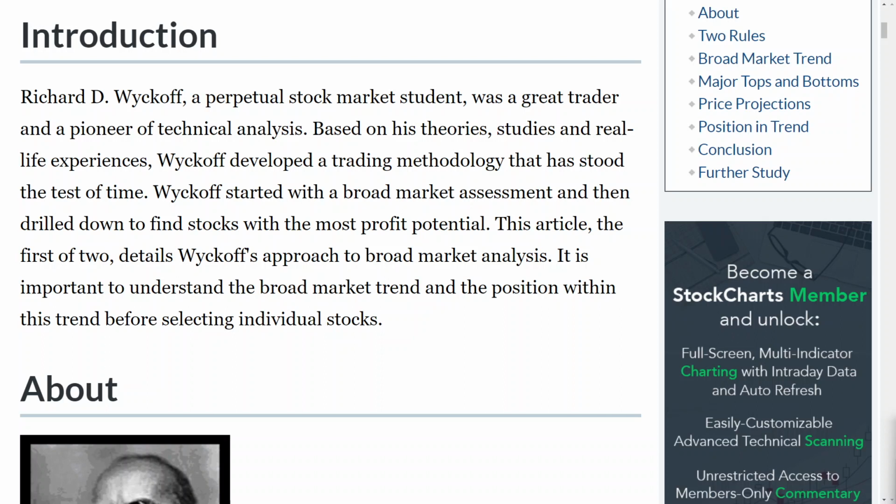This article, the first of two, details Wyckoff's approach to broad market analysis. It is important to understand the broad market trend and the position within this trend before selecting individual stocks.